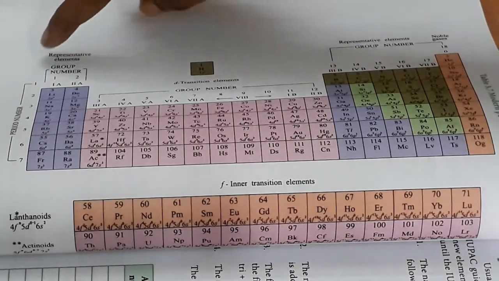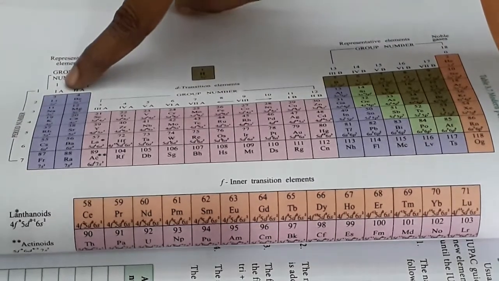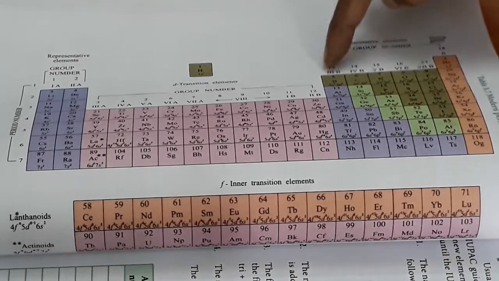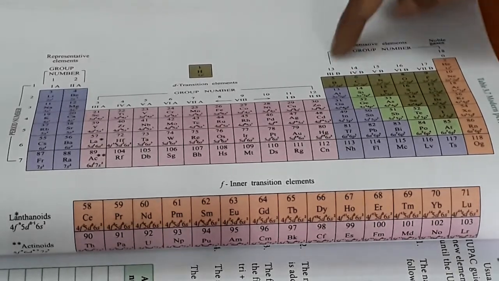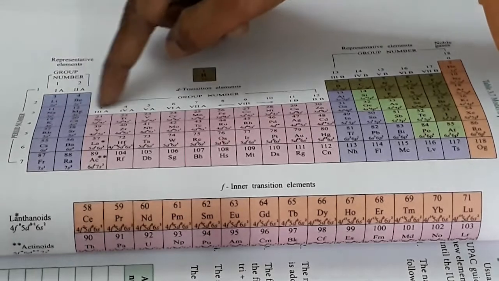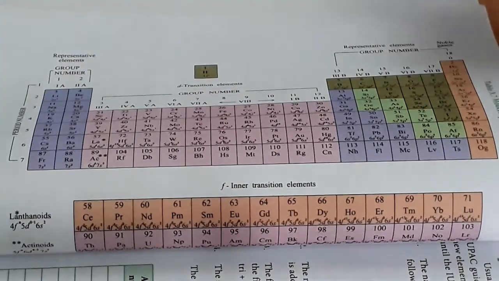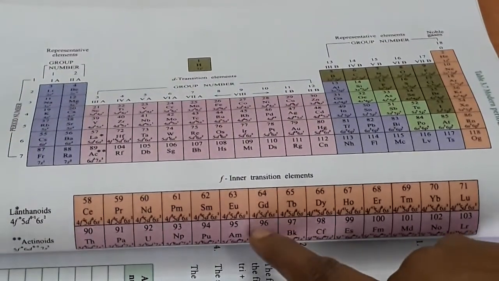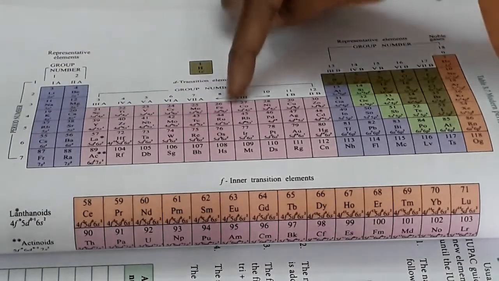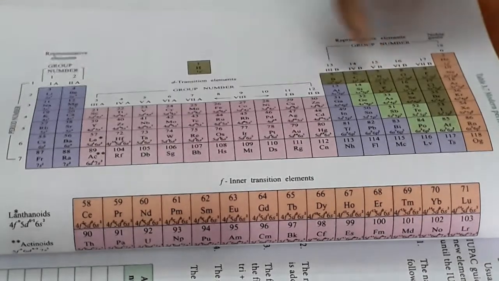S block elements, what is that? The groups 1 and 2 are called S block elements. Elements from group 13 to group 18 are called P block elements. This is the P block, this is the S block, and the D block is the transition elements, groups 3 to 12. The F block elements are at the bottom of the periodic table. Are you clear? S, P, D, F, these are the four blocks.